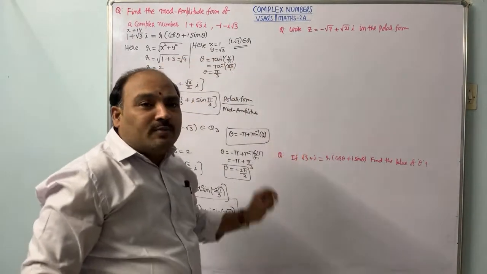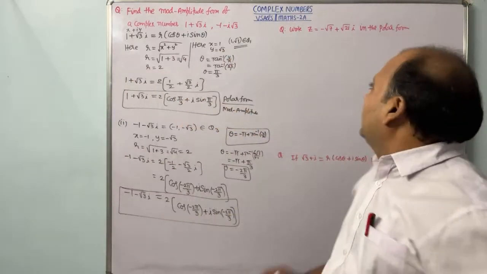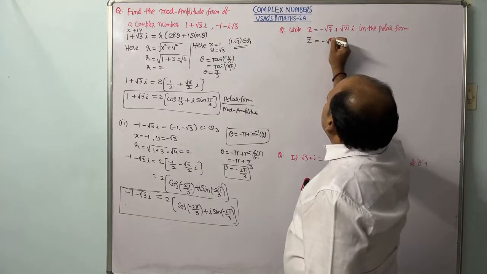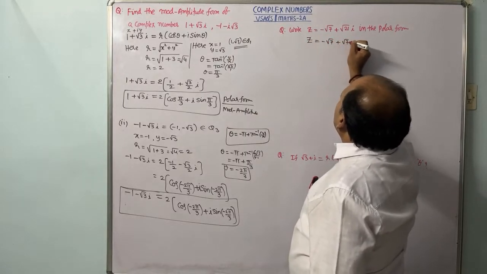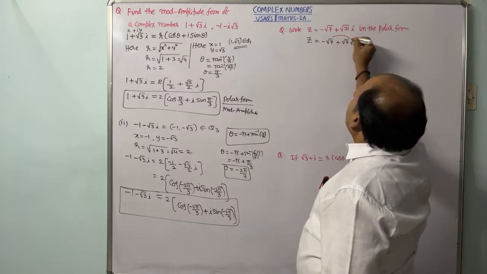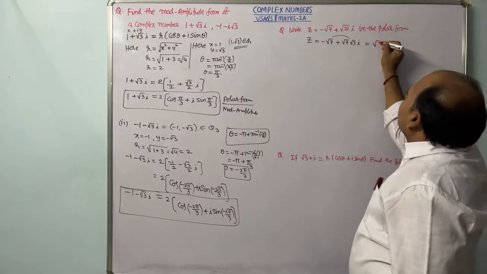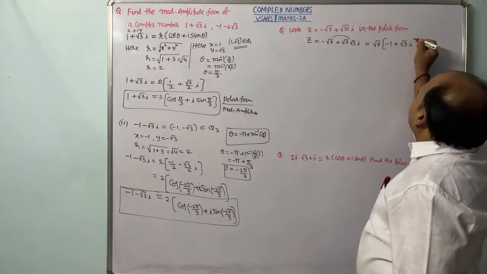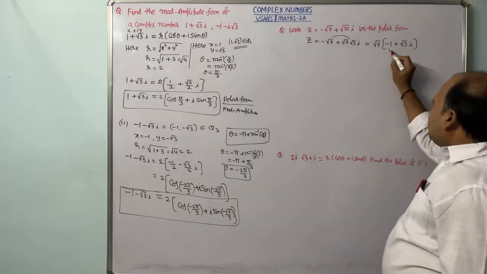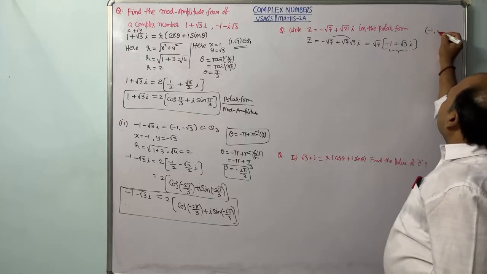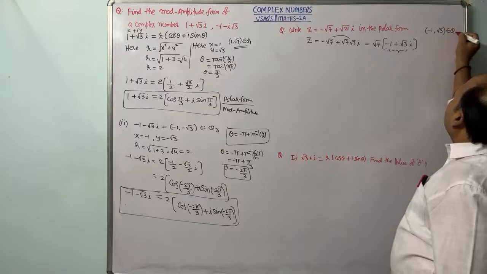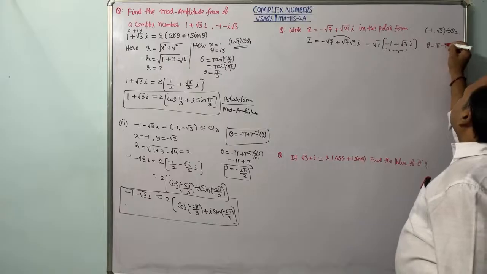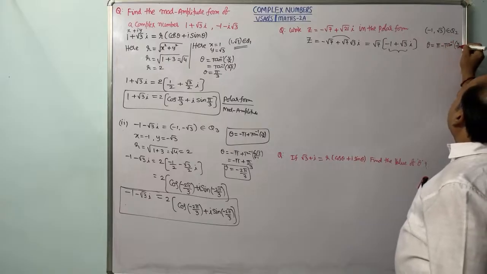Z is equal to minus root 7 plus root 21 I. First what I am going to do is z is equal to minus root 7 plus root 7 into root 3 I. Can I write this? Root 7 take common, so root 7 into minus 1 plus I root 3. You consider this point minus 1 comma root 3 belongs to the second quadrant. In quadrant 2, theta is equal to pi minus tan inverse of y by x. Okay, dear students.